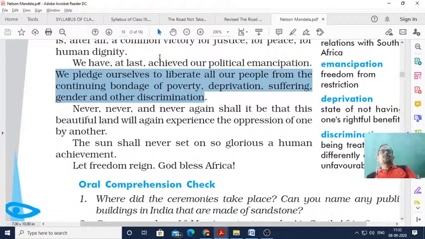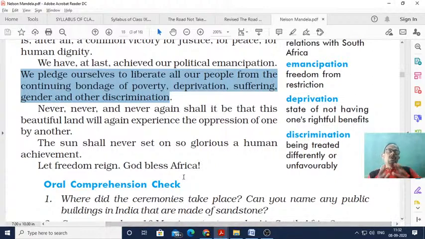Therefore this democratic government will certainly remove their poverty also. So no person will remain poor. Therefore he said, now we are here to liberate all our people from the continuing bondage of poverty, deprivation. Dear students, deprivation means if you are not having your genuine thing, if something that you deserve to have has been taken away from you, then you are deprived. Understood? Suppose food, cloth and shelter is something you deserve, and if any one of these three facilities has been taken away from you, then it is called deprivation.